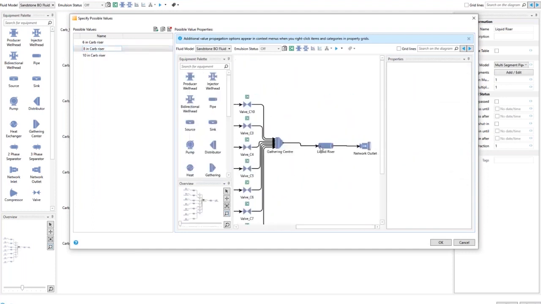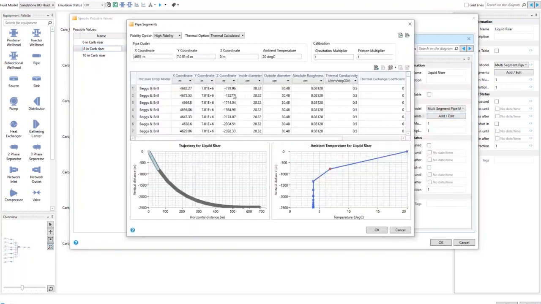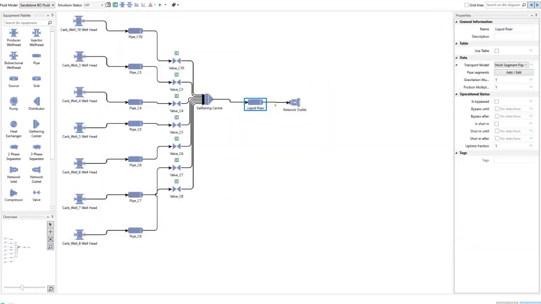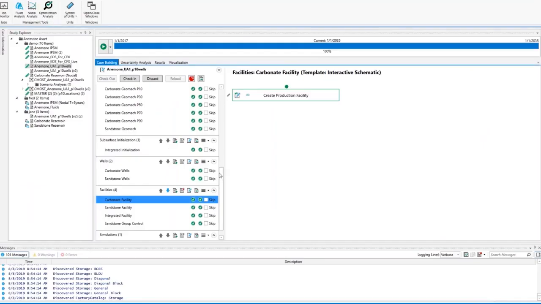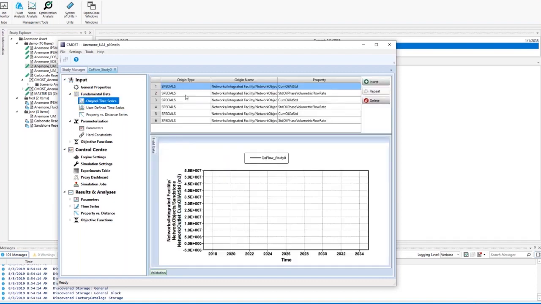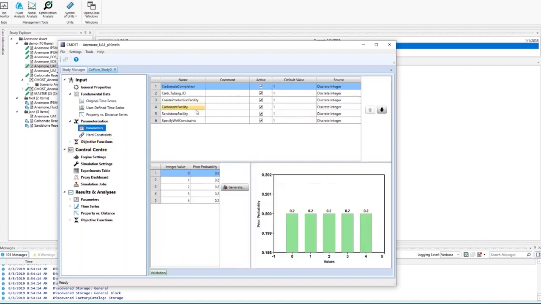This is the 8-inch set coming up. And you can see that it's 8-inch diameter here. So we have 3 different settings for carbonate riser that we are testing out. And with that, I make all my parameters and then I can just go into CMOST and do my CMOST analysis. So CMOST will know what my properties from the facility are. CMOST would know what my parameters are.